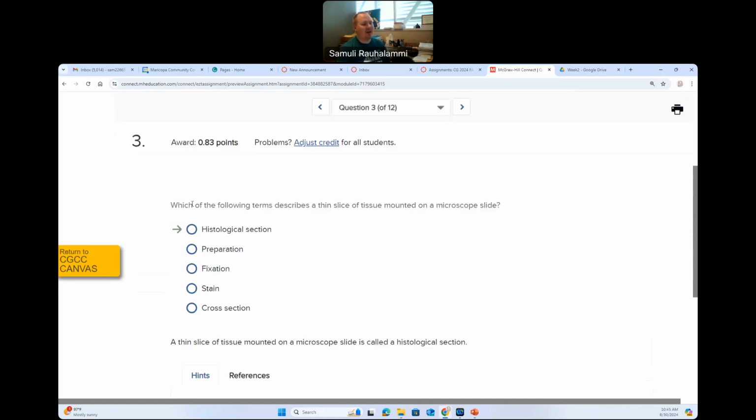When answering a question like which of the following terms describes a thin slice of tissue mounted on a microscope slide, that would be a histological section. Remember, histology was the study of tissues. And usually when we're studying tissues on a microscope, we want to take a thin cut of that tissue so we can then stain it and study it and understand it better.